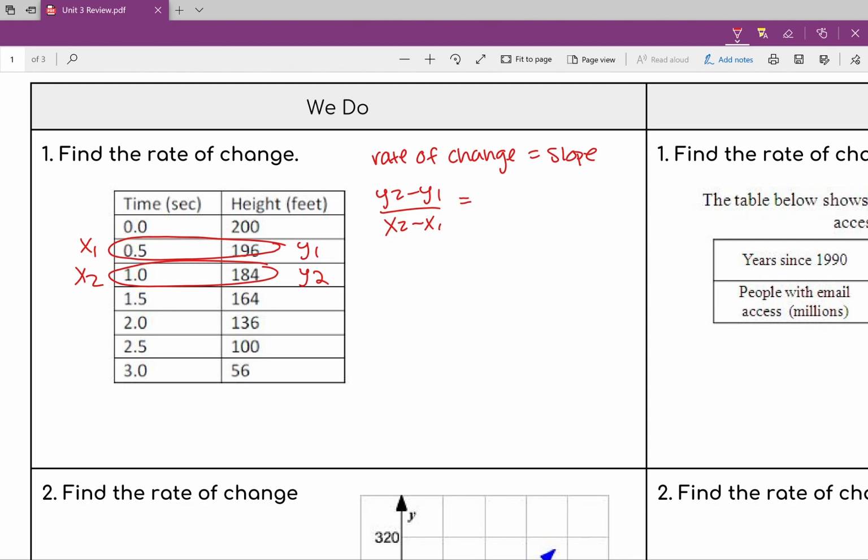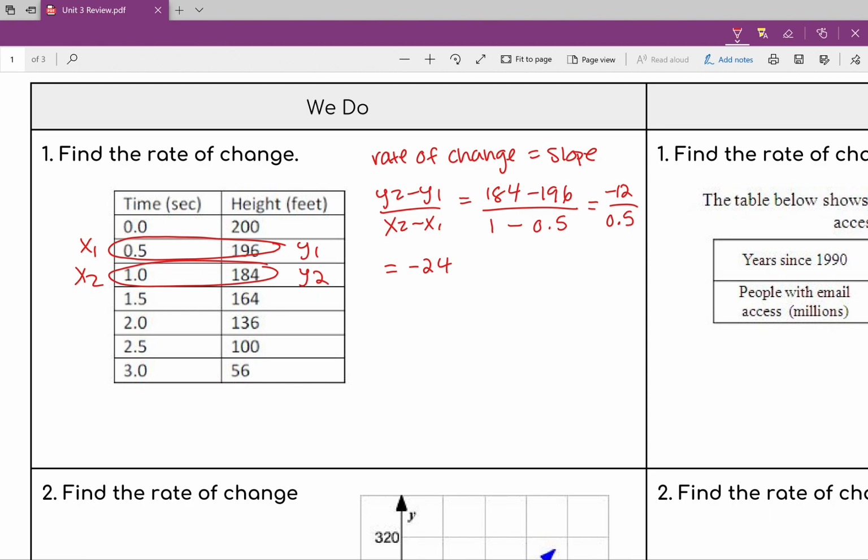And remember in a table that the first column is always x and the second column is always y. Okay, so I have 184 minus 196, and then I have 1 minus 0.5. Okay, so 184 minus 196 is negative 12, and then 1 minus 0.5 is 0.5. And negative 12 divided by 0.5 to see if we can simplify is going to be negative 24.